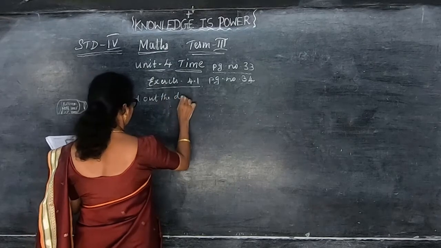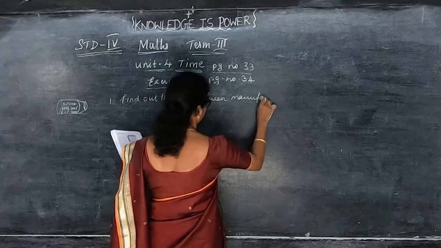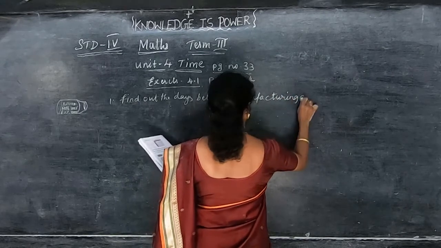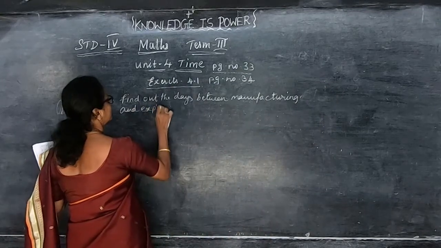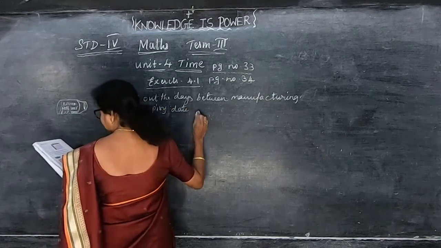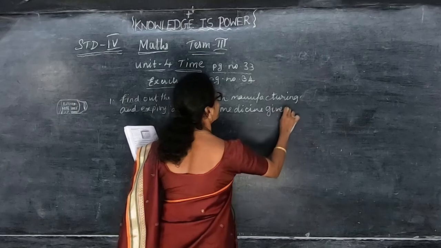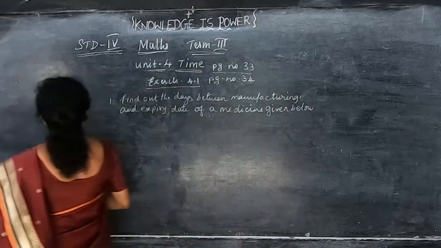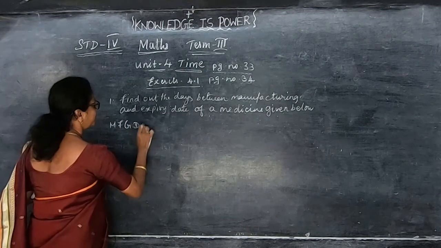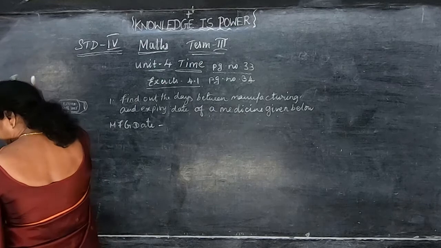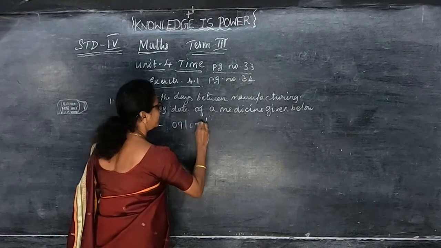Find out the days between the manufacturing date and the expiry date. Like we calculated the days earlier, we have to find how many days have passed. So how much have they given as the manufacturing date? MFG is the manufacturing date. The manufacturing date is 9/7/2013. We are given the date as 9/7/2013.